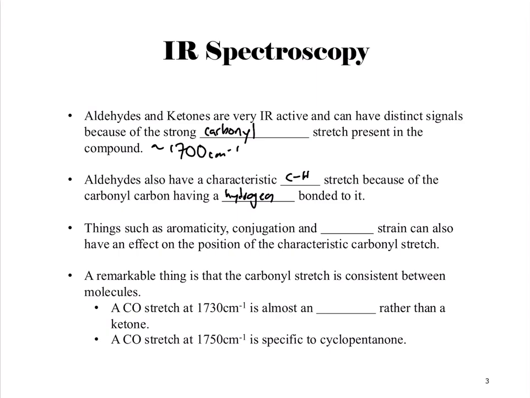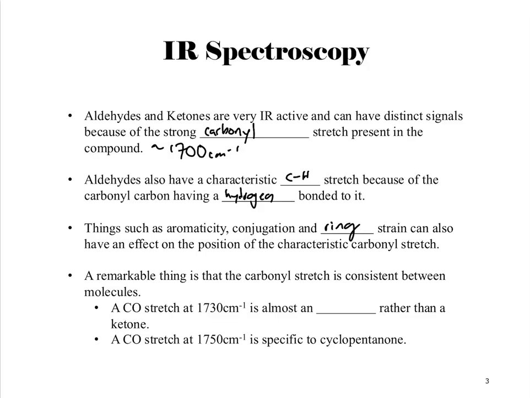And so things like aromaticity, conjugation, and ring strain can also have an effect on the position of the characteristic carbonyl stretch. And so you can imagine, depending on the types of group or the force geometry of the molecule, that affects how tight the so-called springs are that hold the atoms together, and then that affects their vibrational frequency. For example, if you compress a spring a lot, and then you were to try and vibrate it, it would vibrate at a higher frequency than if it was an extended spring, for example.